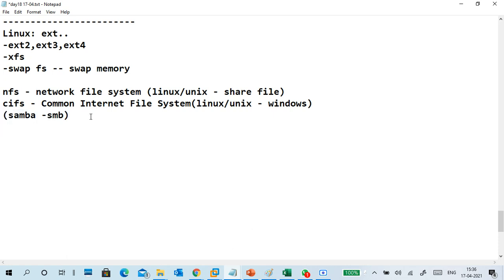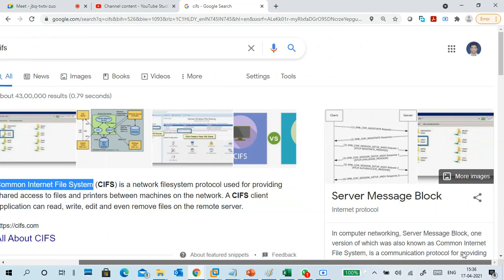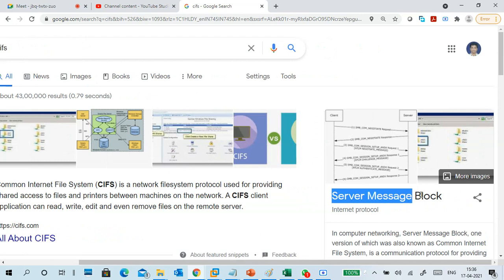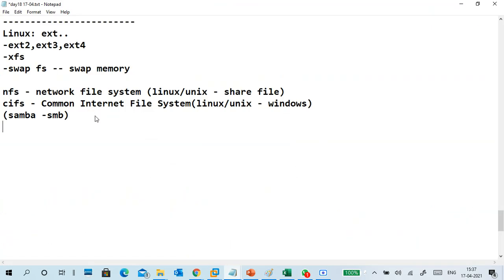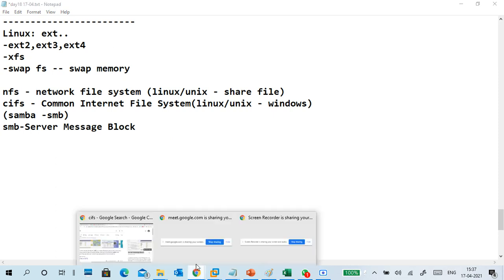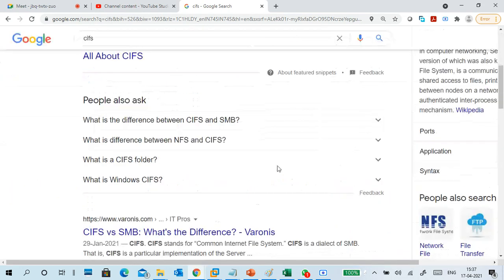So CIFS is a file system, and this is a service. When I type like this, you can see the Internet Protocol is Server Message Block. What is Server Message Block? SMB. That is what is showing, the SMB share. CIFS and SMB are both the same only. So we said Samba is a sharing technique, the SMB file system. You can search what it is.